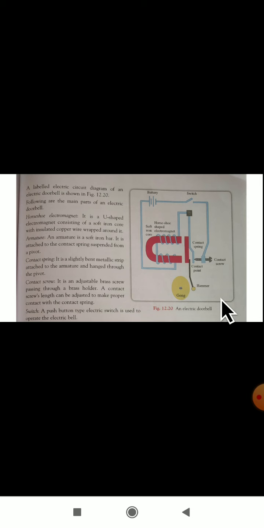Once the hammer strikes the gong, contact between the screw and armature breaks. This breaks the circuit, leaving it an open circuit. Thus, the current flow stops, the coil no longer attracts the soft iron armature. The process repeats again. Current flows through this circuit. So, dear students, you just look at this electric doorbell diagram and the circuit diagram here.